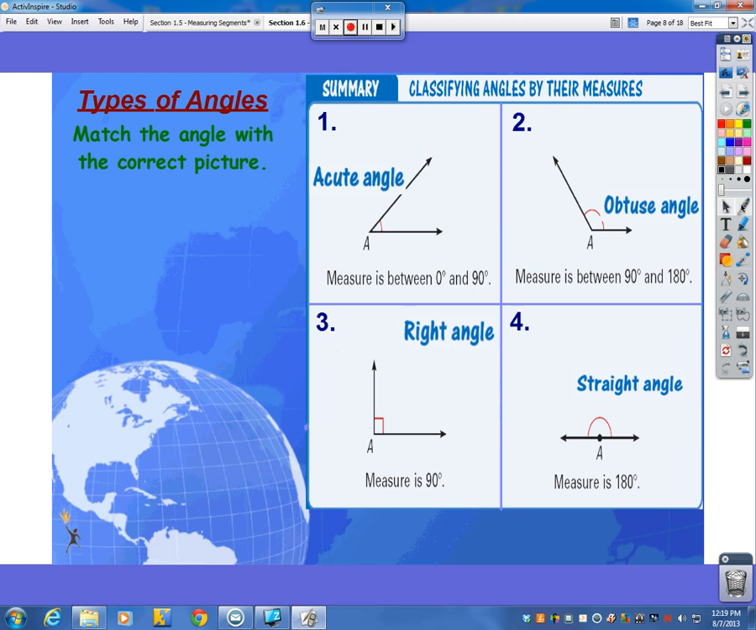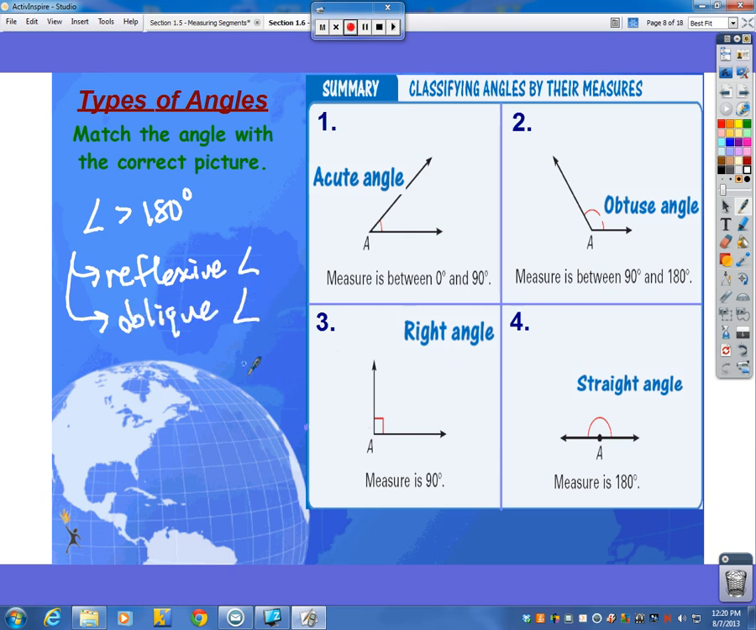Here's a little FYI, just in case one day you're on Jeopardy and this question comes up. An angle that is greater than 180 degrees is called what? 2 different names I've seen. Reflexive angle or an oblique angle. That is a Q there. Oblique angles are bigger than 180. We don't necessarily talk about them too much, but there are specific names for them.